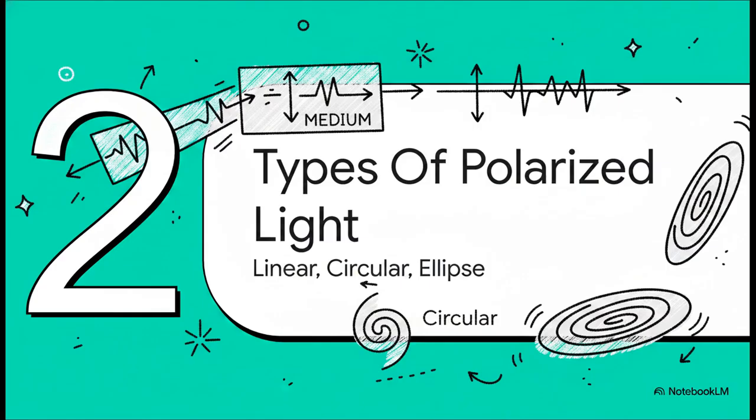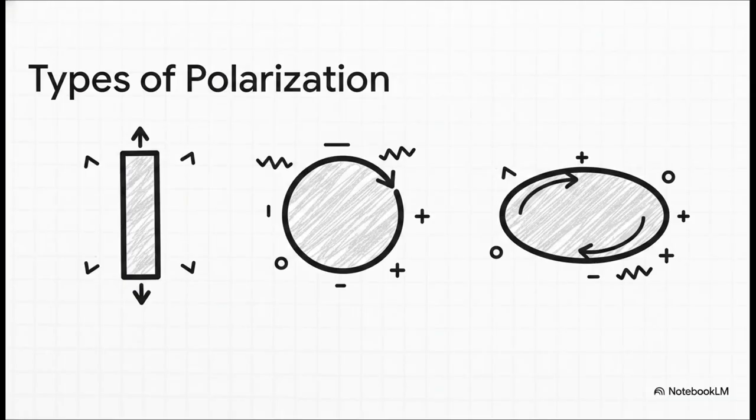Moving on to Section 2. Types of polarized light. Let's see how this builds up when light passes through different mediums. Ab dhyan se sunna, because things are about to get a little mathematical here. When light gets polarized, it essentially falls into 3 main categories. We've got linear polarization, circular polarization, and elliptical polarization. Let's look at exactly what causes each one.